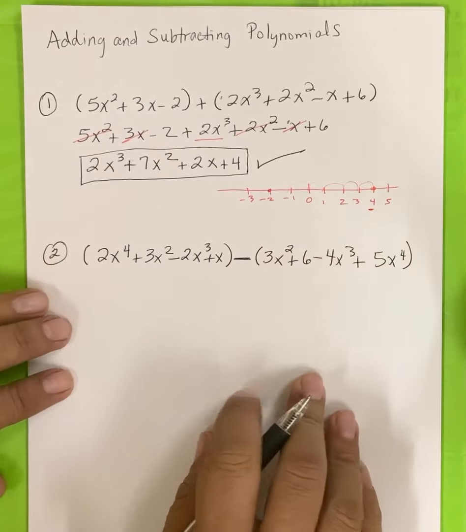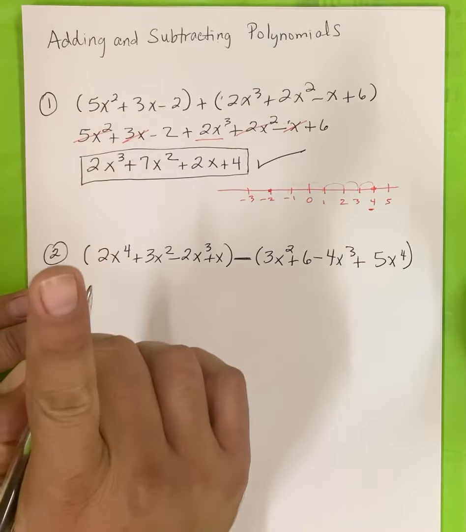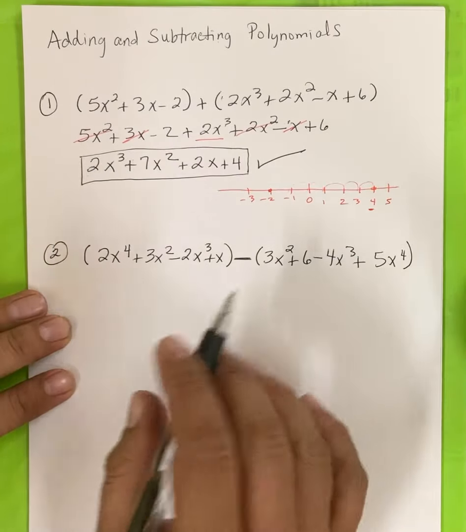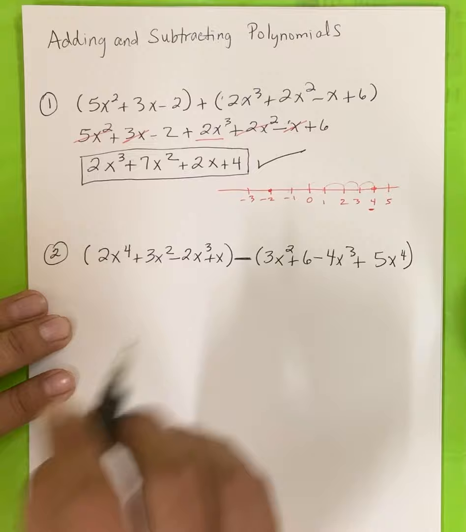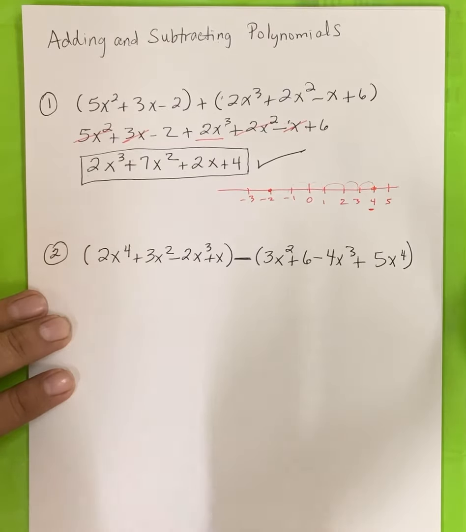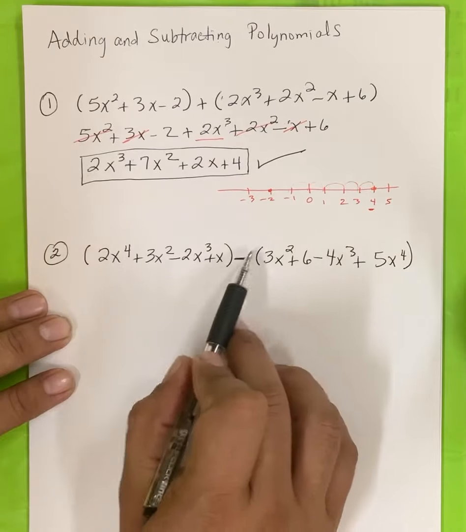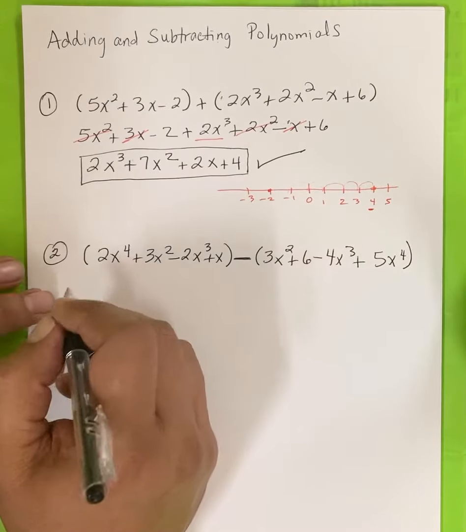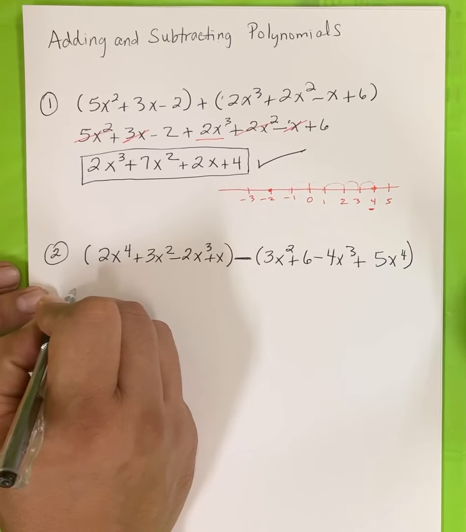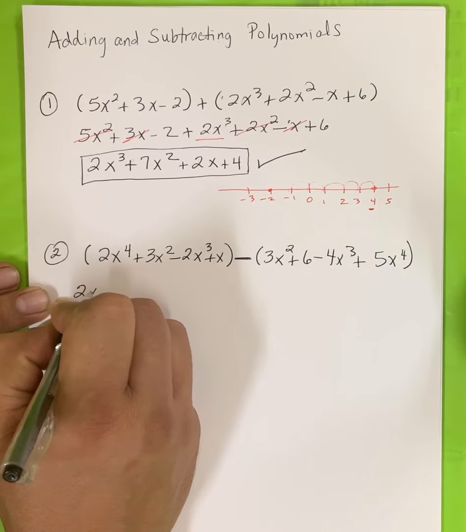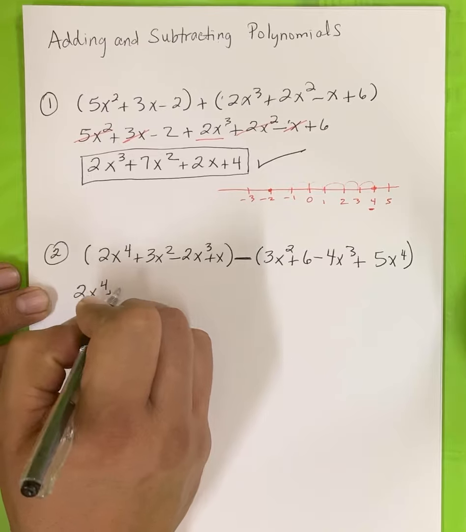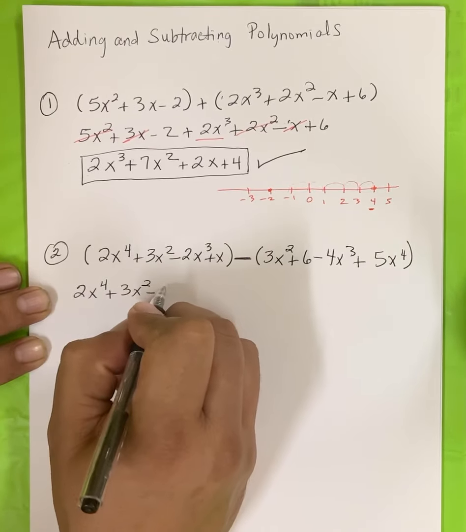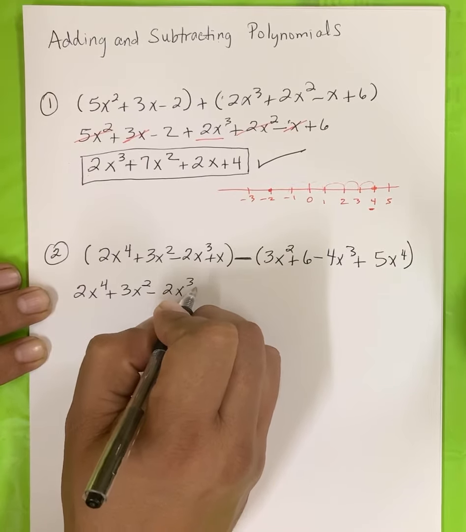Okay, let's go ahead and continue now. Step number 1, rule number 1: when adding or subtracting polynomials, you must remove, take out, or take away the parentheses, exactly as I did up here. So we come down up here and we say, okay, 2x to the 4th power plus 3x squared minus 2x cubed plus x.